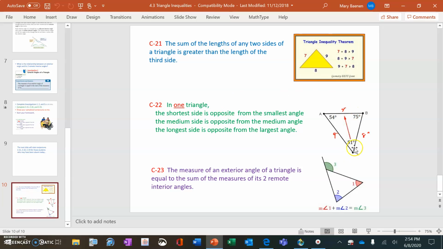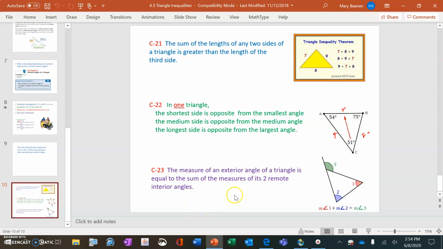In one triangle, the shortest side is always opposite from the smallest angle, the medium side is opposite from the medium angle, and the longest side is opposite from the largest angle. And I tried to show that here. So, let's start with the smallest one. 7 inches is across from the smallest angle of 51. The medium-sized side is across from the medium angle of 54. And the largest side of 9 inches is across from the largest angle of 75.